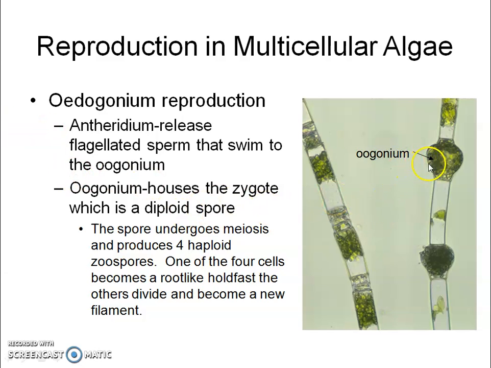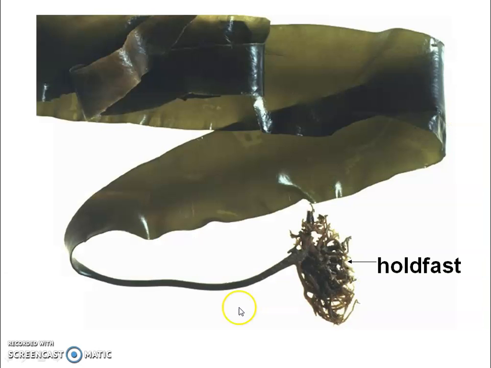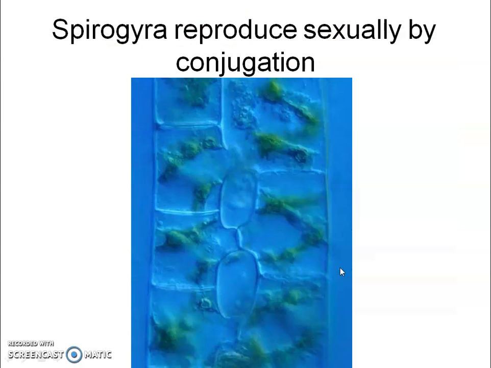Now Oedogonium will become a zygote when it is fertilized by the sperm. The zygote undergoes meiosis and produces 4 haploid zoospores. So when it undergoes meiosis, it forms zoospores, and one of the 4 cells becomes a root-like holdfast, while the others divide and become a new filament. So this is a holdfast, where the algae holds itself to the substratum.